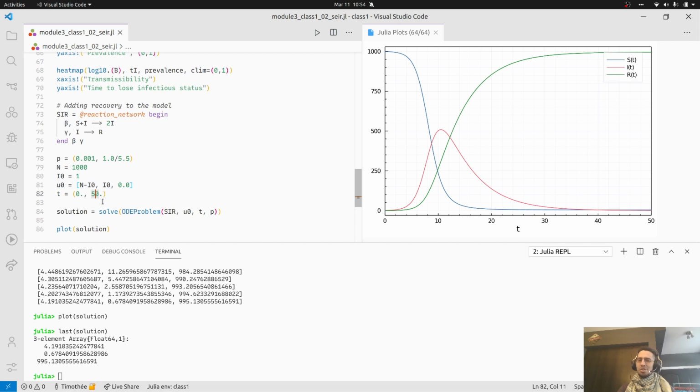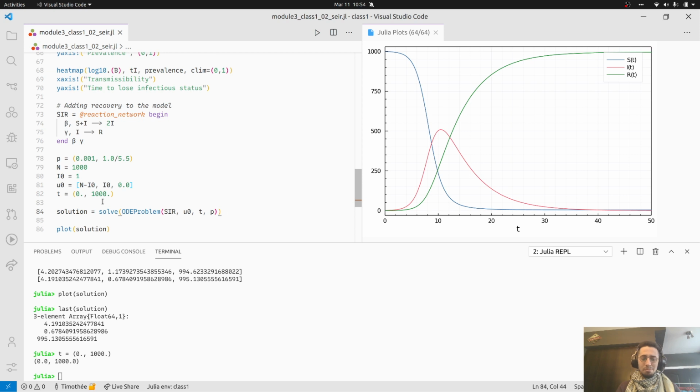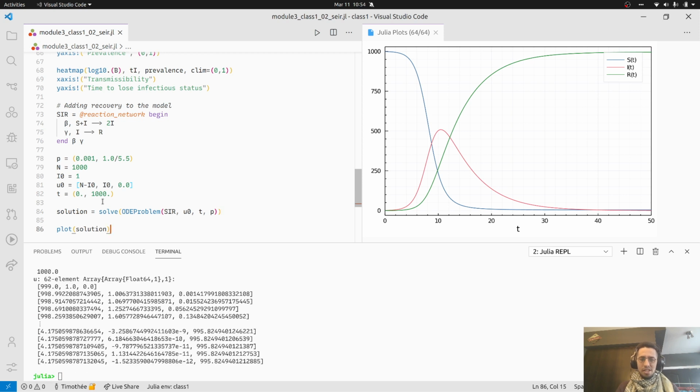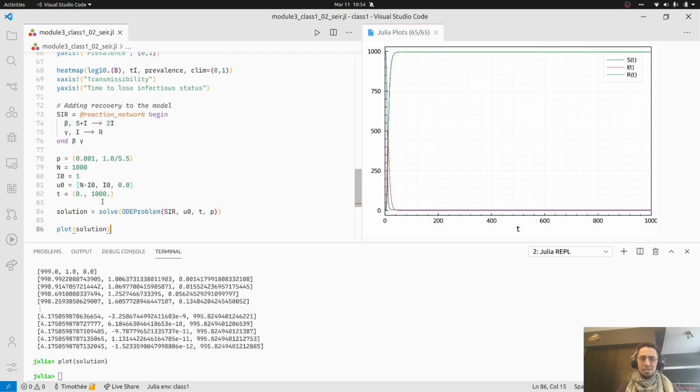Or in other words, by the time the epidemic is over, well, some people remain that have not been infected. Let's do 1,000 time steps. It's still instantaneous. That's obviously nothing we see in this plot, because everything happened in the first 20 time steps also.